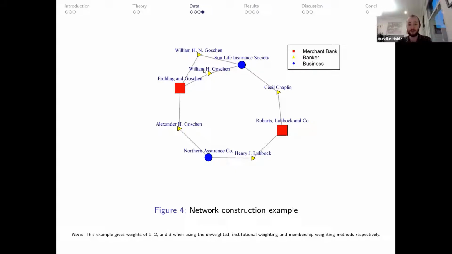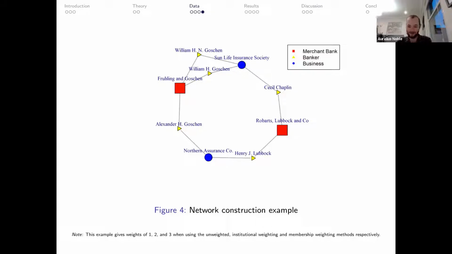We could count the number of shared memberships at these institutions. So here we have William H. N. Goshen, who shares a membership with Cecil Chaplin. We have William H. Goshen, who shares a membership with Cecil Chaplin. And we have Alexander H. Goshen, who shares a membership with Henry J. Lubbock. So that would give a weight of 3.